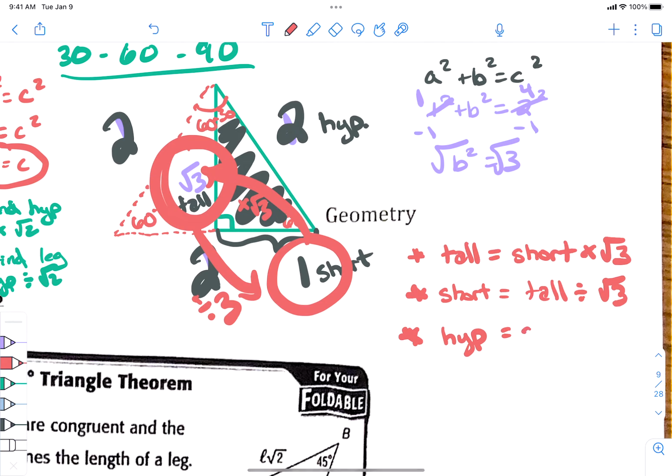It's double of the short. It's the short times 2, right? It's double the hypotenuse side. I'm going to make that 2 a little bit better. Okay? So there's your little code there of how you can get to those numbers, right? Okay, 1, 2, square root of 3 is your relationship, yeah?